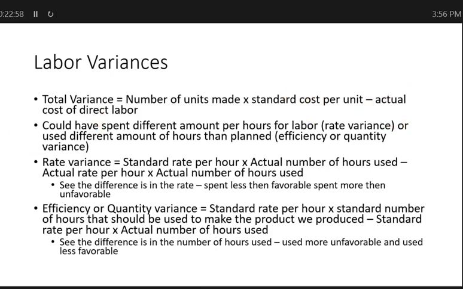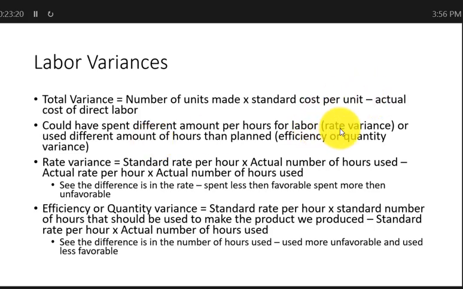What could have happened? We could have two things go into that. We could have spent a different amount per hour, paid people more than we planned or less than we planned, or, probably more likely, used a different number of hours than we planned.